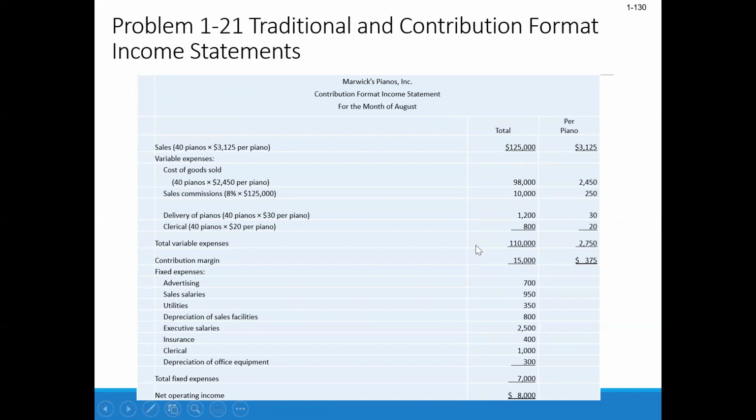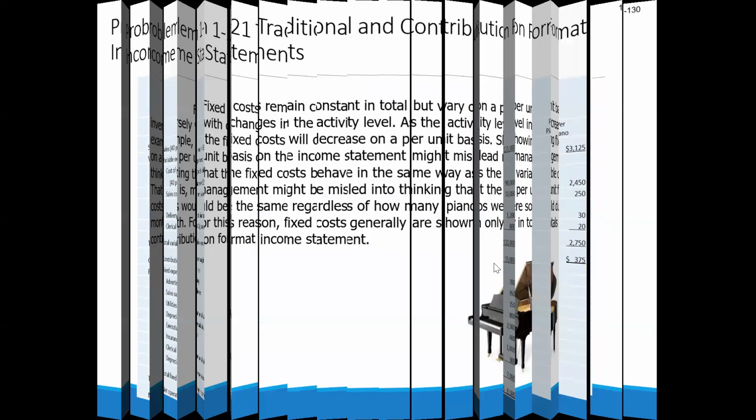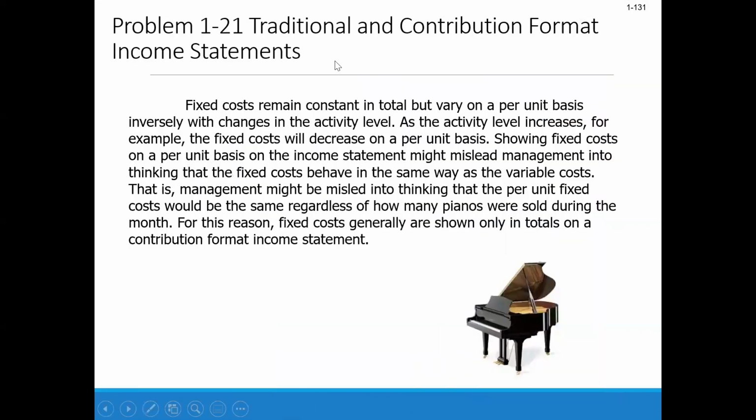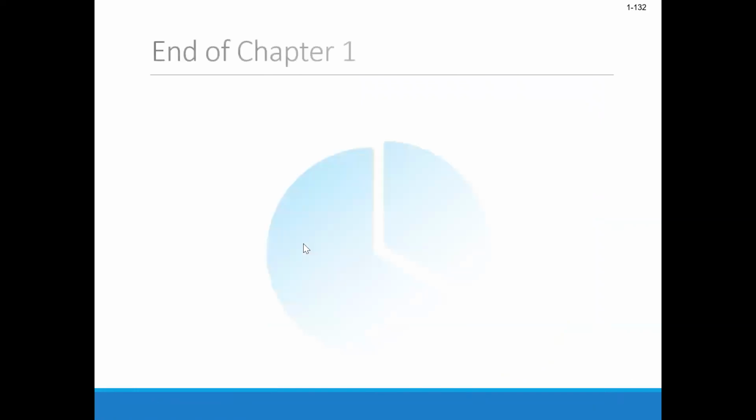We take all the variable costs and put them up here before we hit our contribution margin. This then is what we have to pay for our fixed expenses. Excuse me, the 15,000 is what we have to pay for our fixed expenses.